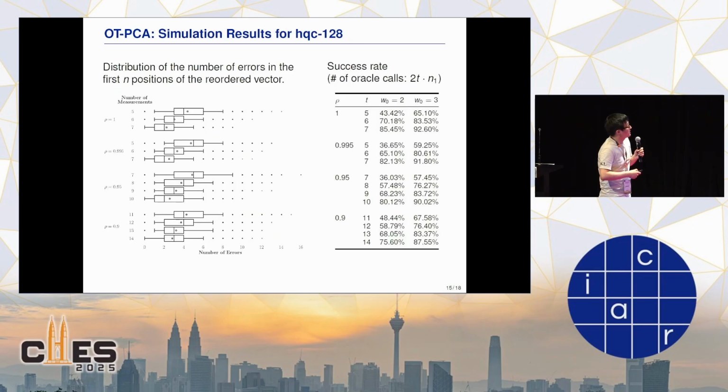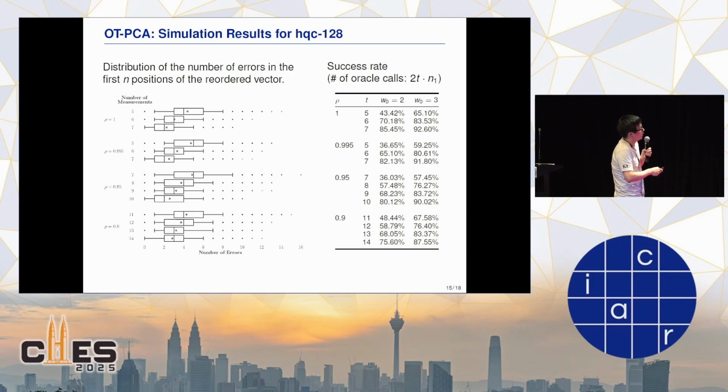So you can see the simulation results. We show the distribution of the number of errors in the first n positions of the reordered vector. In the random case, you should have 66 ones in the first part. But actually, if you have t equal to 5, then on average the mean is slightly larger than 4.